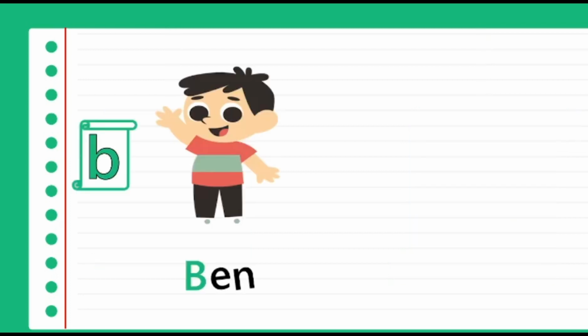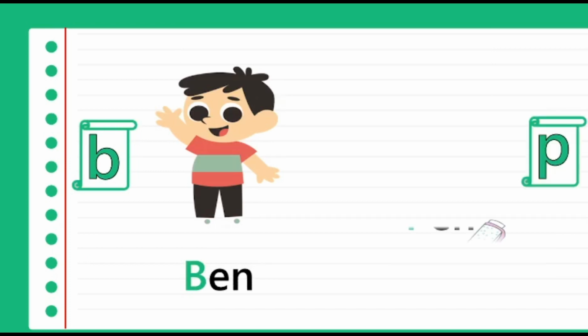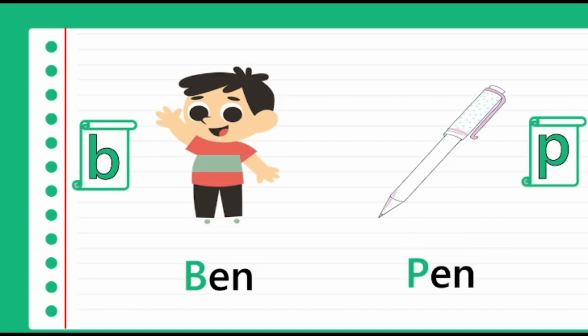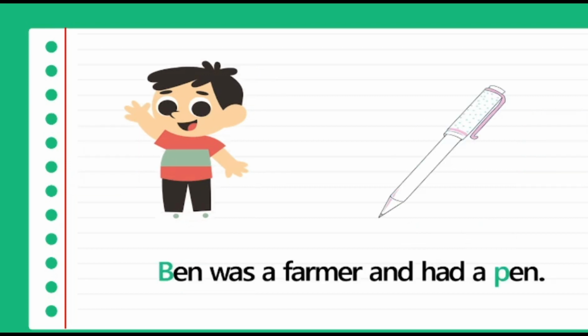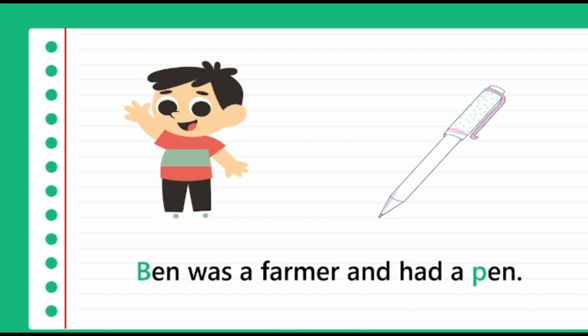We have B, Ben, P, pen. Together in a sentence, we say, Ben was a farmer and had a pen. Good. Now it's your turn. Correct.